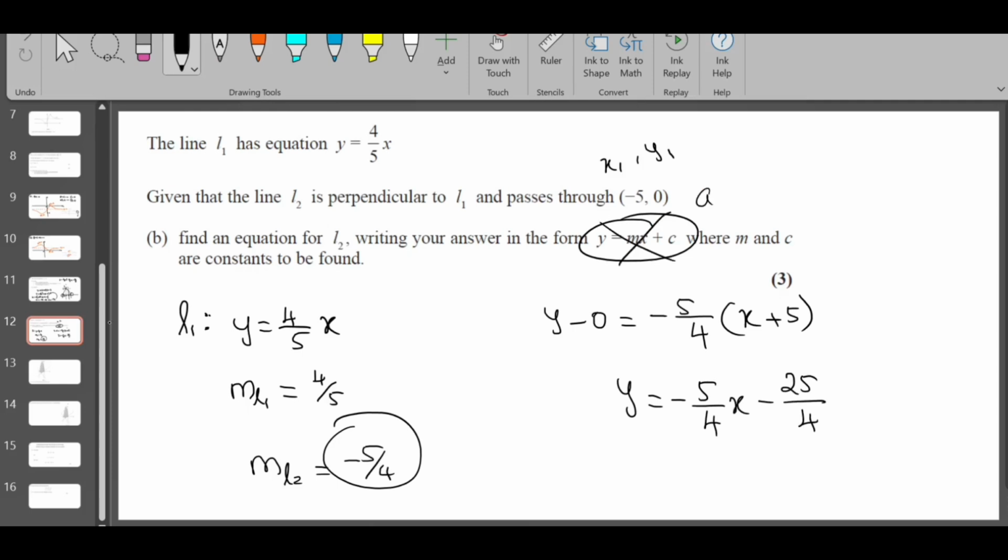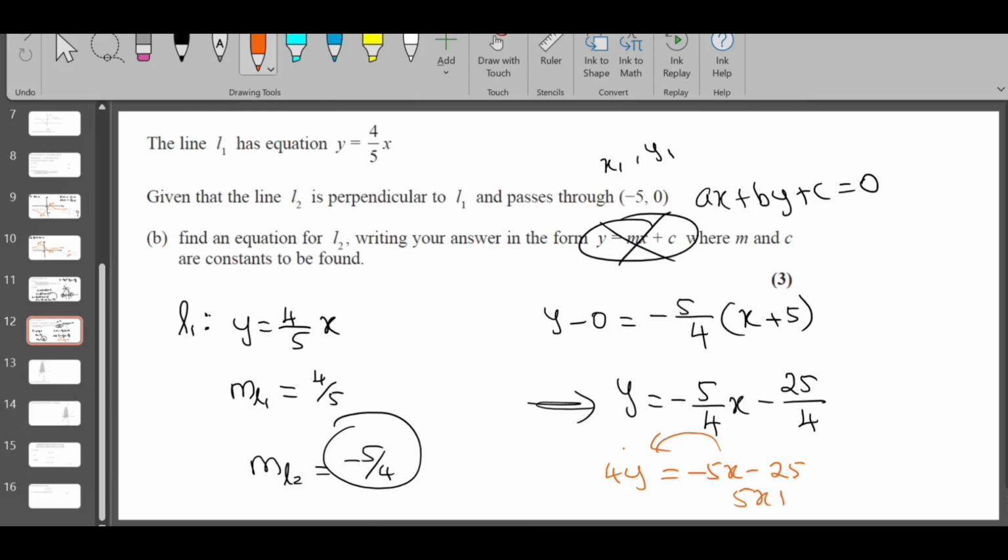Sometimes they might ask you to write the equation in this format, where a, b, c are integers. In that case, you need to multiply throughout by 4 to get rid of the fraction. So we'll get 4y is minus 5x minus 25, and put everything on one side: 5x plus 4y plus 25 is 0. That's the answer if they want you to write it in this form.